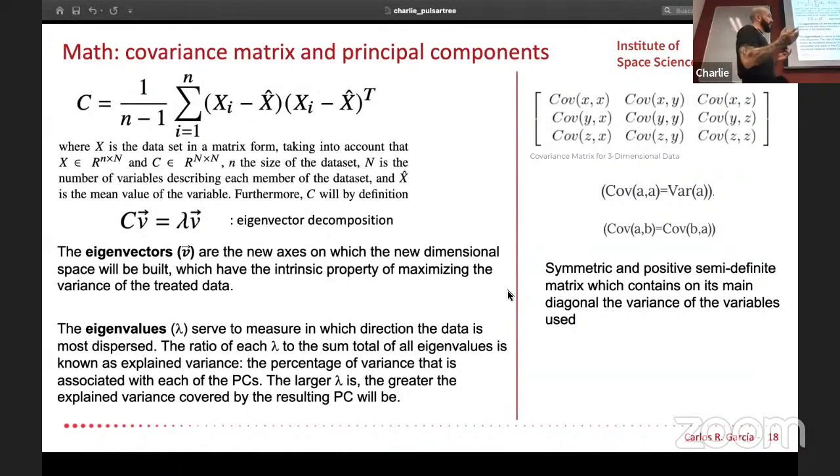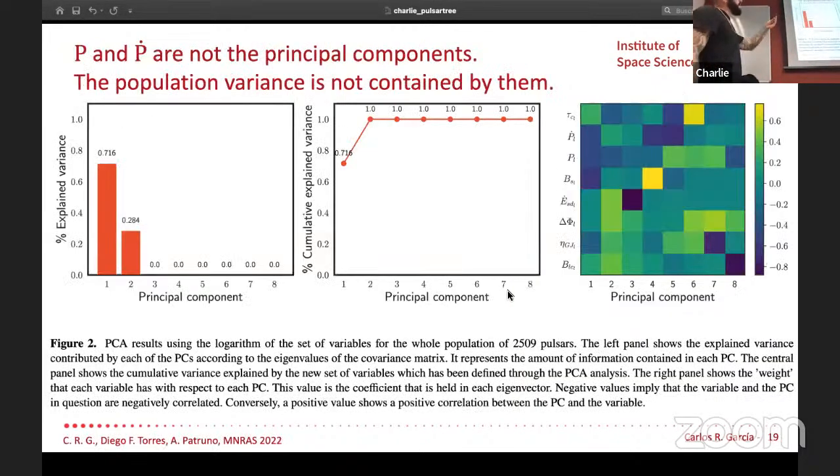If you want more information about this, you can take the ratio of one eigenvalue over the sum of the eigenvalues. You will obtain the explained variance, which is the information that you have in each principal component. This is worthwhile because with it you can describe the information in your data through the principal components that you obtain. So if you apply this method on the pulsar population with the set of variables that I was mentioning, you obtain this.